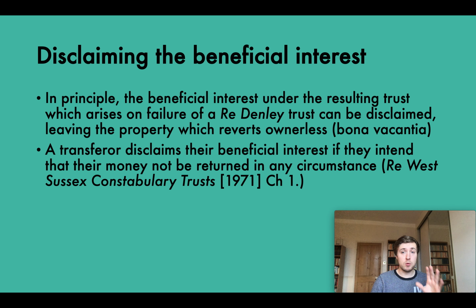Okay, so if the resulting trust is disclaimed, the surplus funds don't go back to the transferor, but instead go to the Crown. A transferor disclaims their beneficial interest if they intend that their money not be returned in any circumstance. So a transferor will be held to have disclaimed their beneficial interest under a resulting trust if, when giving their property or money to the association, they intend their money not to be returned to them in any circumstance. This money will therefore be directed to the Crown.